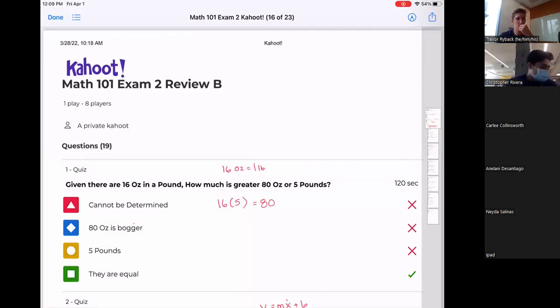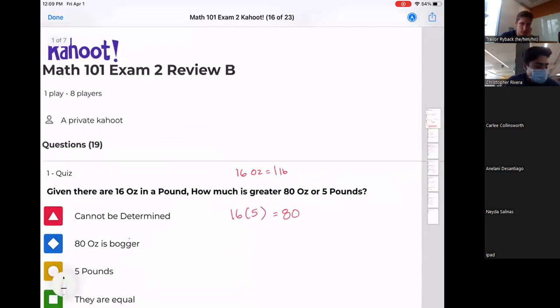Yes. Okay, perfect. So the question's asking, given that there are 16 ounces in a pound, which is greater, 80 ounces or 5 pounds? Given the conversion factor, 16 ounces is equivalent to 1 pound. So that means in 1 pound, there are 16 ounces. Therefore, if we have 5 pounds, we're going to convert that to ounces so we have the same units and can see which one is greater.